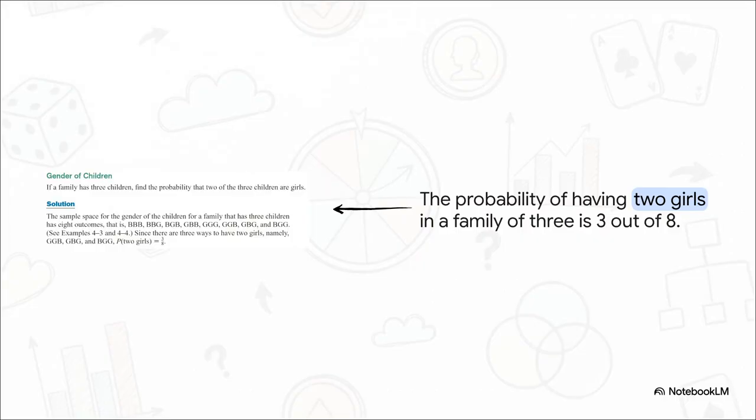So let's put that formula into action right now. Let's go back to our family with 3 kids. What's the probability of having exactly 2 girls? Well, we just look at our sample space and count the wins. There's GGB, GBG, and BGG. So that's 3 outcomes we want. We divide that by the 8 total possibilities, and there's our answer. 3 out of 8. Simple as that.